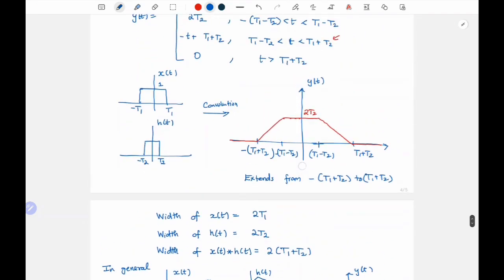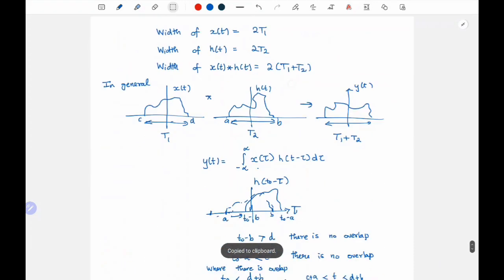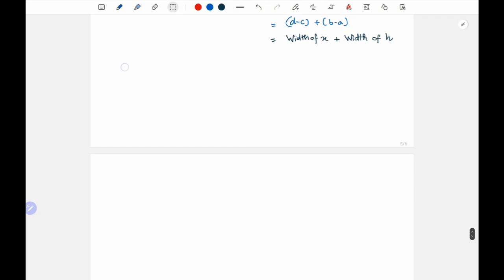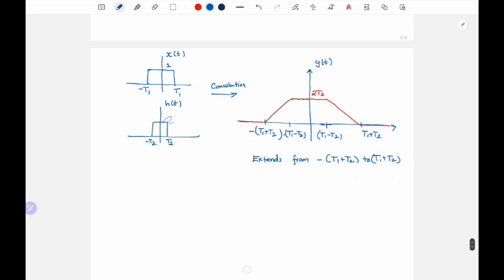And also for this particular example, we saw this, right? So we'll also see what happens when t1 equal to t2. So t1 equal to t2, so both h of t and x of t are from minus t1 to t1. So this will go to minus 2 t1, right? And this will go to 0. And this also goes to 0. And this is going to 2 t1. So this will actually look like this.